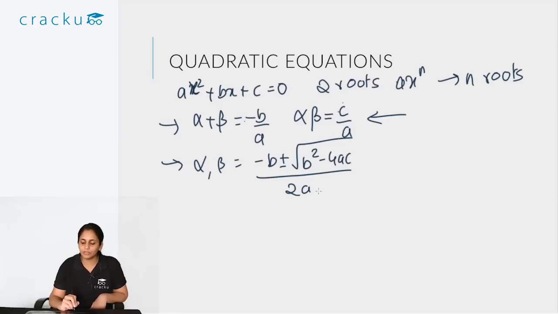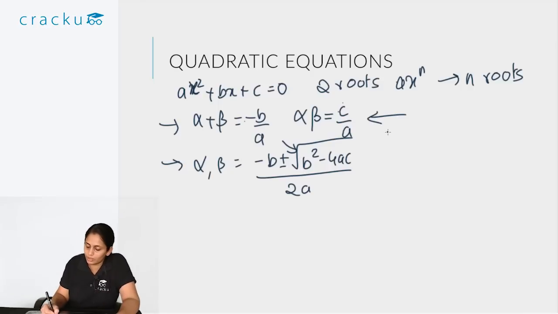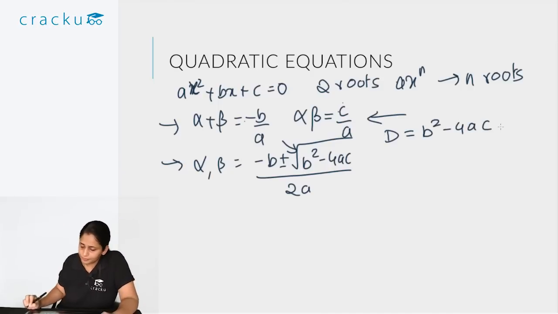Now the nature of the roots depends upon this term, because clearly if this term is a perfect square, this would be a rational number. If this term is negative, this will be a complex number. If this term is 0, then alpha and beta will be equal. So all of this depends on this number. This part is called the determinant. So D is equal to b square minus 4ac. This is called the determinant.